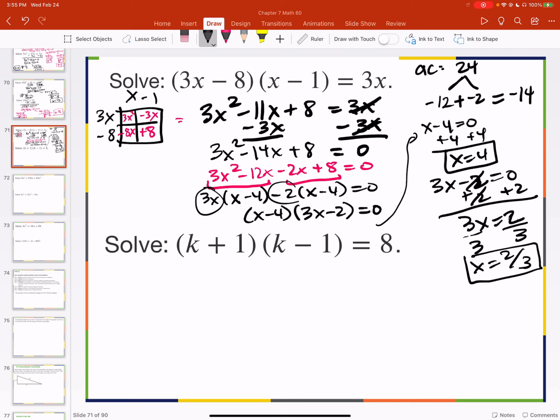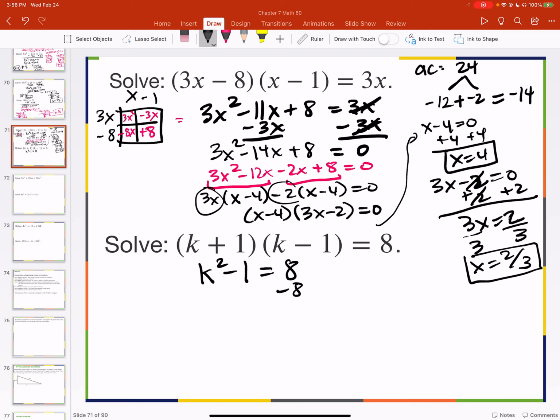So let's go ahead and do another one for fun. So here on the left-hand side, notice the pattern, k plus 1, k minus 1. Do you recognize that pattern? If you said, oh, that's difference of squares again, right, a plus b, a minus b multiplies to become a squared minus b squared. So this multiplies to become k squared minus 1, and that's equal to 8.